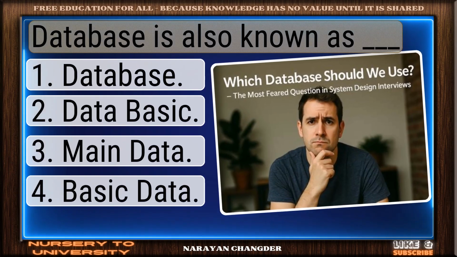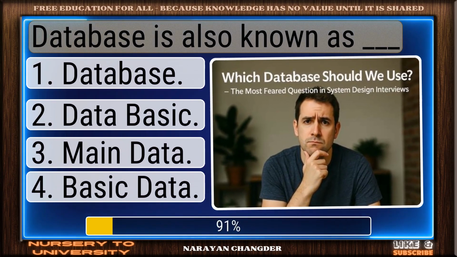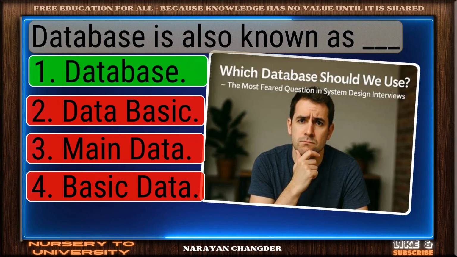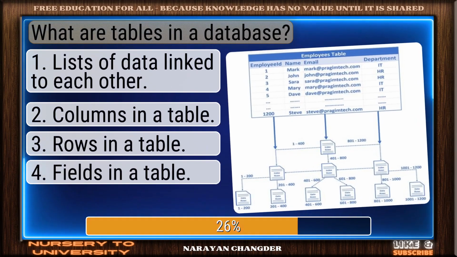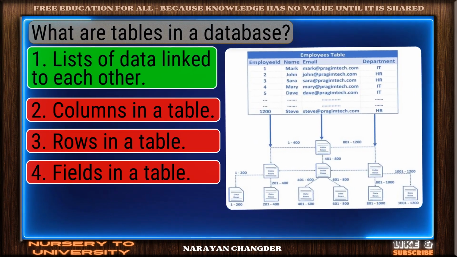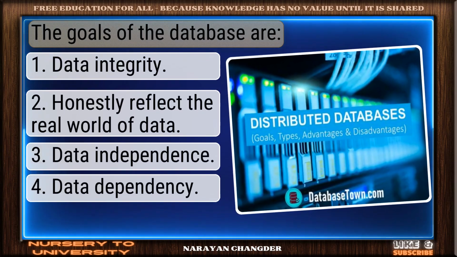Question number 59. Database is also known as dash. Good thinking. Database is the right answer. Question number 60. What are tables in a database? You chose lists of data linked to each other. And it is correct. Question number 61.